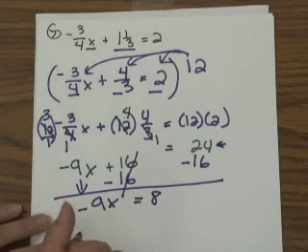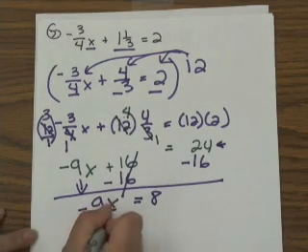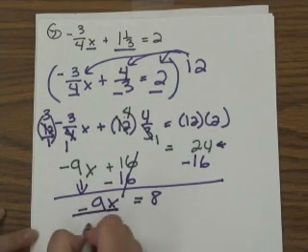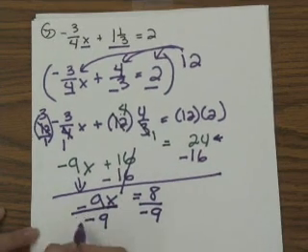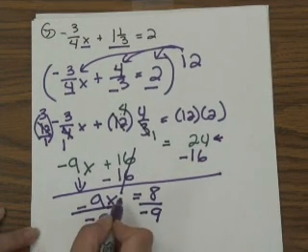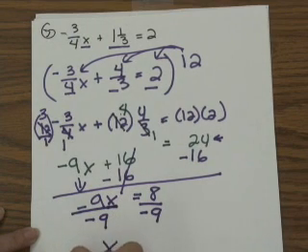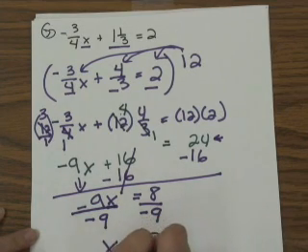The next thing I need to do to get x by itself is to divide by negative 9 on both sides. Now remember, you have to divide by the negative 9 because you want x to be all by itself and positive. So a negative 9 divided by negative 9 leaves me with a positive 1. X equals 8 over negative 9.